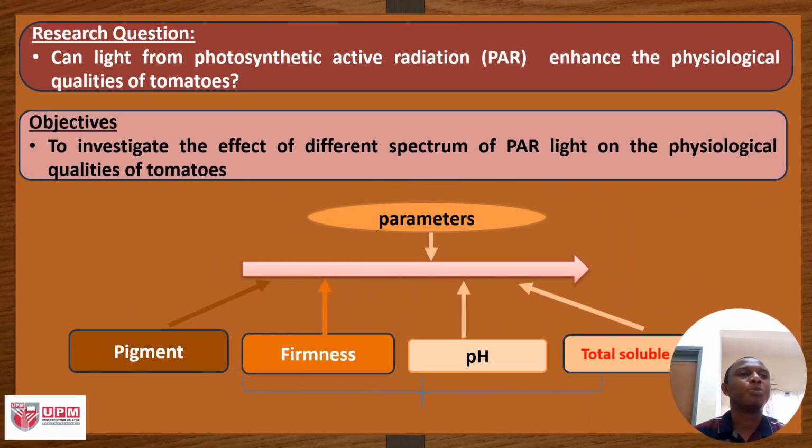The specific objective of this study was to investigate the effect of different spectra of photosynthetic active radiation on the physiological qualities of tomatoes. And the quality parameters are the pigments, the firmness, the pH, and the total soluble solids.